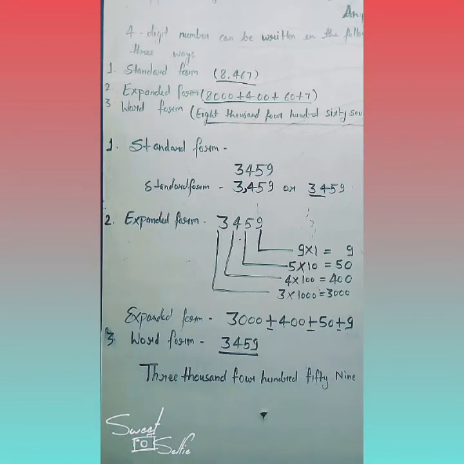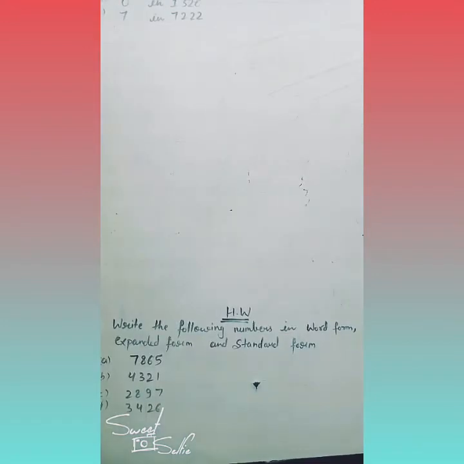Okay, so now this is your homework time and this is your homework. Write the following numbers in word form, expanded form and standard form. There are 4 numbers, and you have to write them in different ways, that is, in word form, expanded form and standard form.